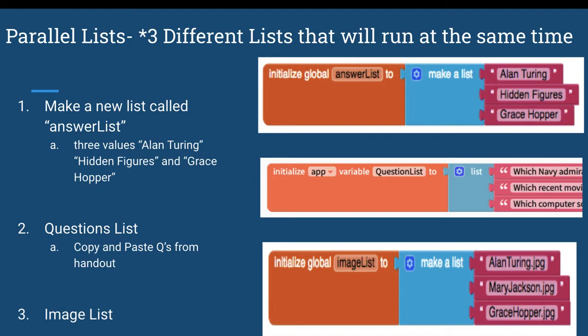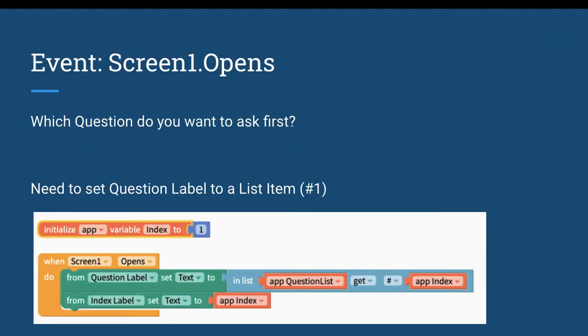You'll be initializing an answer. So it's a quiz app. The app is about CS innovators from the past, and so you'll be making 3 lists. One is an answer list, and it'll have the answers to the questions. You'll have a question list. The questions that I have are a little long, so instead of having you type it directly, you can use the handout, copy the question and paste it right into the text block, and then you'll have an image list that will move in concert. So 3 different lists that you're working with in the quiz app.